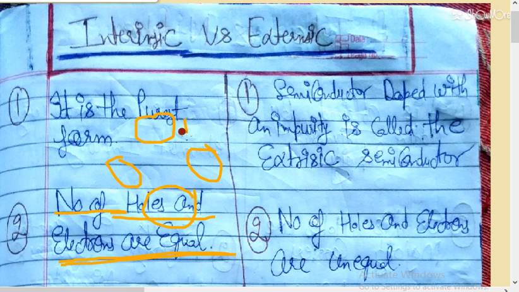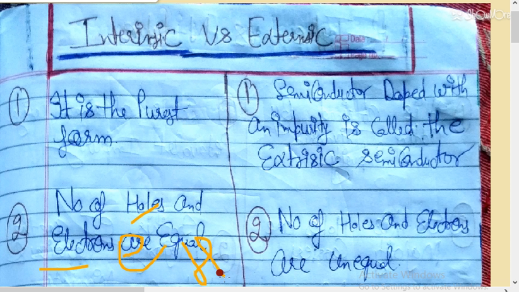ना कोई होल एक्स्ट्रा बनेगी, ना ही कोई इलेक्ट्रॉन एक्स्ट्रा होगा इन इंट्रिंसिक टाइप, बिकॉज उसमें तो सिंपल ओनली कोवेलेंट बॉन्ड्स आर देयर. So number of holes and number of electrons are equal in case of intrinsic semiconductor, but number of holes and number of electrons are unequal in case of extrinsic semiconductor.